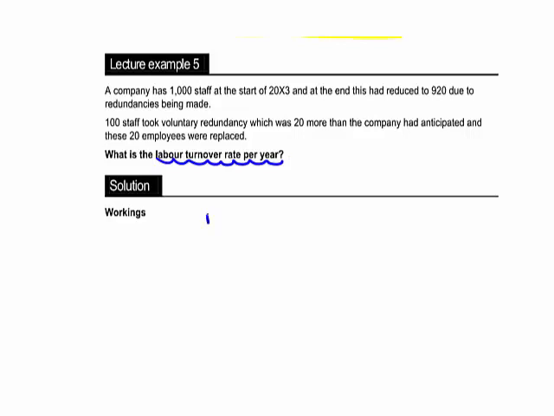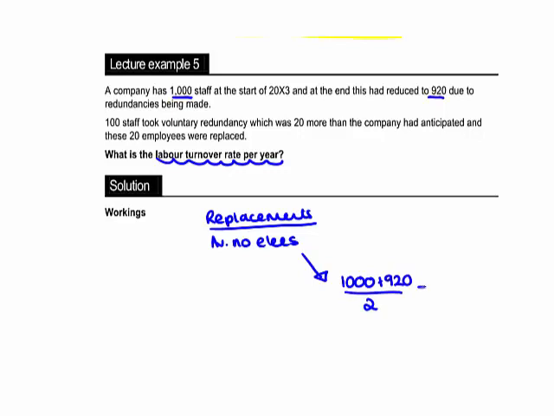In example 5 then, we're looking at calculating the labour turnover rate for the year. So we're going to need to use the formula then for labour turnover. We need to look at the replacements during the year divided by the average number of employees during the year. So having a look at the information in the scenario then, we start the year with 1,000 members of staff, and at the end it's reduced to 920 because of redundancies being made. So the average number of employees during the period is 1,920 divided by 2. So our average number of employees is 960.